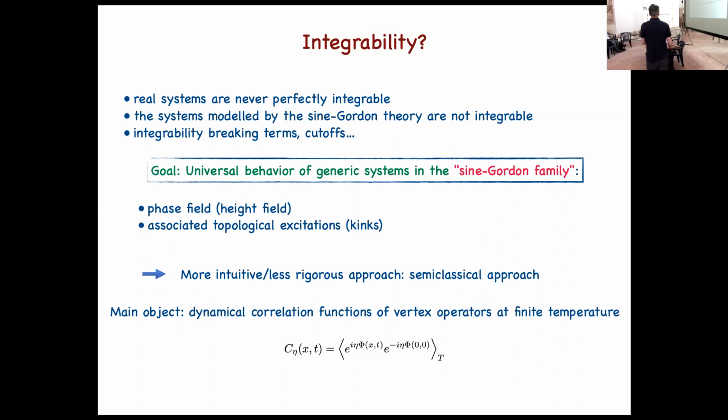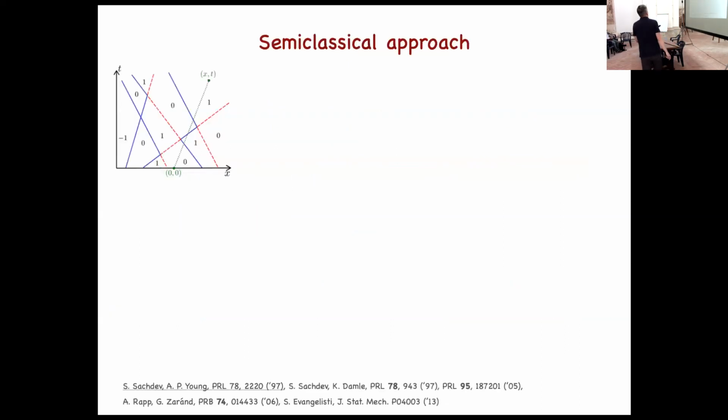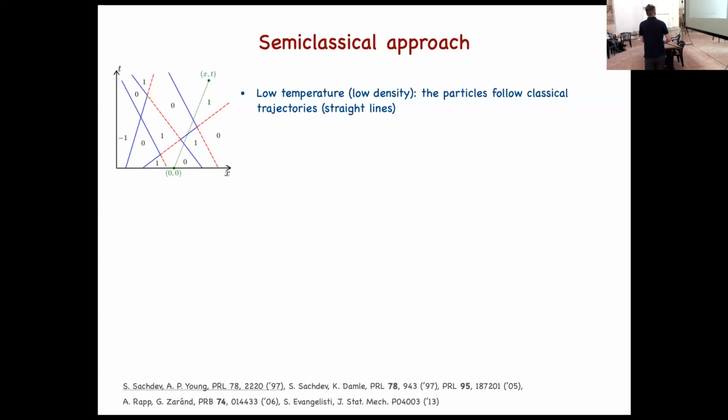Other quantities I will derive from this. So let me quickly review this semi-classical approach, which was introduced in these papers. The idea is the following: if we are at low temperature and we have a gapped system, then we have a few particles, by which I mean there is a dilute gas of gapped excitations. So we are in the classical regime. They are far from each other typically, so they follow classical trajectories.